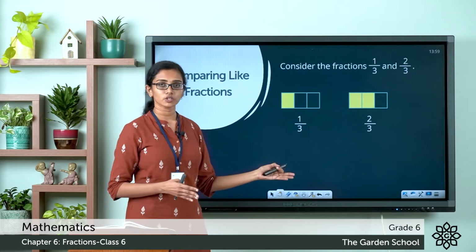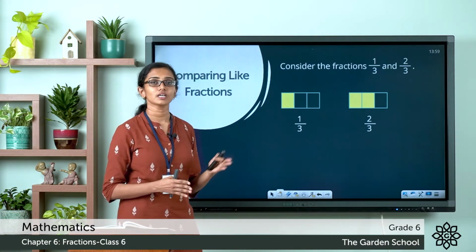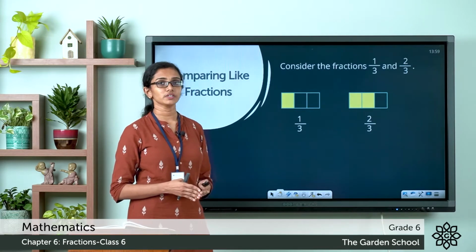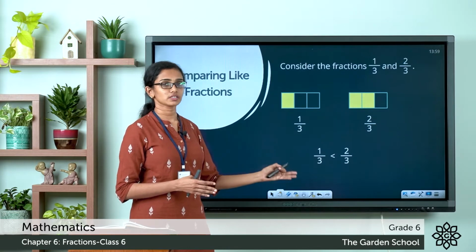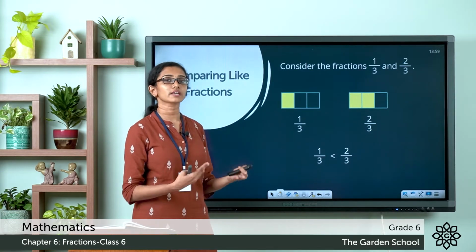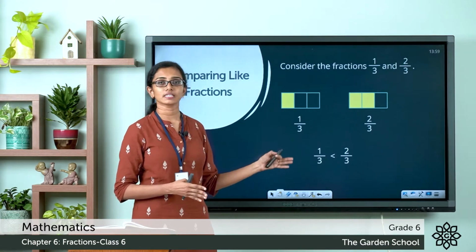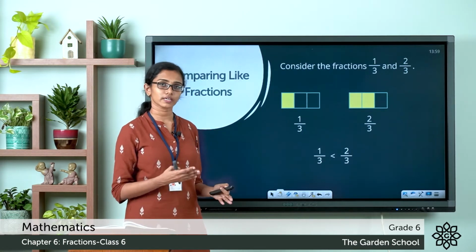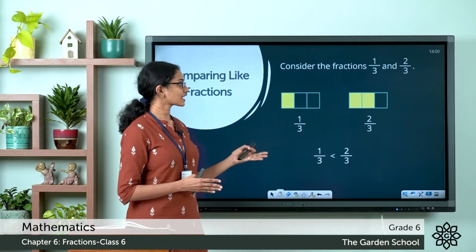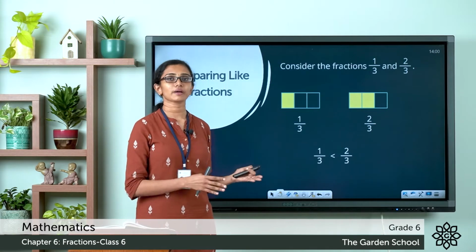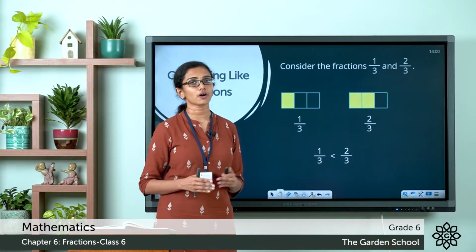So in the case of like fractions, when you are comparing the fractions, just observe the numerators, and if the numerator is less, then that fraction is less. If the numerator is more or greater, that fraction will be the bigger fraction. So you can see 1 by 3 is less than 2 by 3. Or you can say 2 by 3 is greater than 1 by 3. So this is the case with like fractions. To compare like fractions, just compare the numerators and arrange them accordingly.